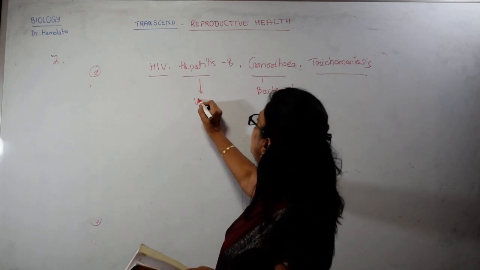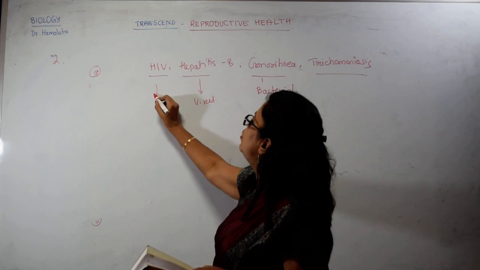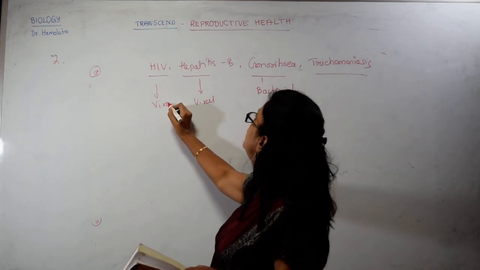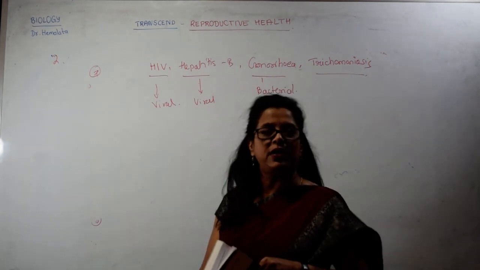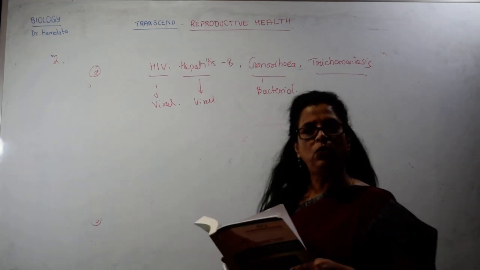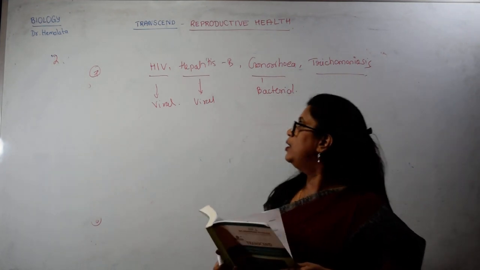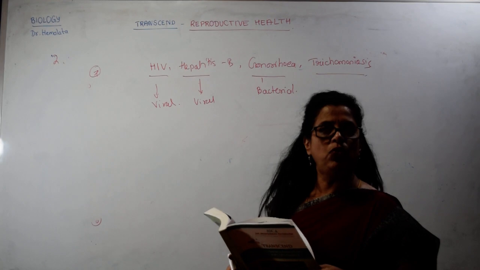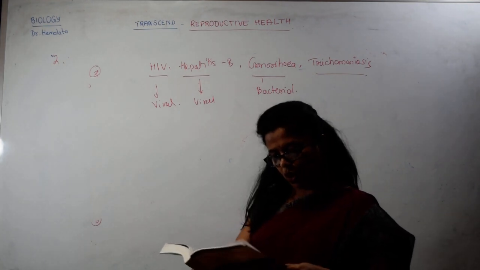Hepatitis B is a viral disease. HIV is also a viral disease. Trichomoniasis is another bacterial disease. So, two are bacterial and two are viral diseases. So, it's a wrong option.